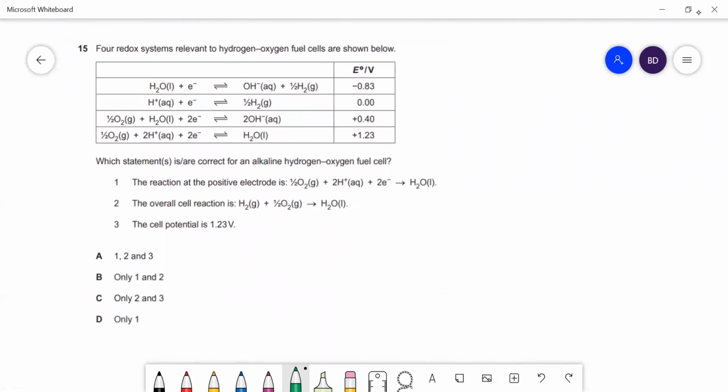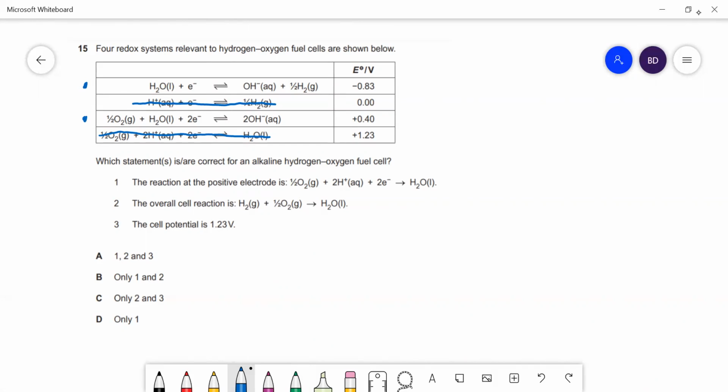Okay, so this is the 4 redox system relevant to the hydrogen oxygen fuel cell. Right, so which statements are correct for the alkaline hydrogen oxygen fuel cell? Before we do that, first of all, which 2 half equations are relevant in alkaline conditions? Well, that one isn't because you've got H plus ions in it. That's impossible in alkaline conditions. And that one isn't either because you've got H plus ions in it. So it's only these 2 that we need to worry about.